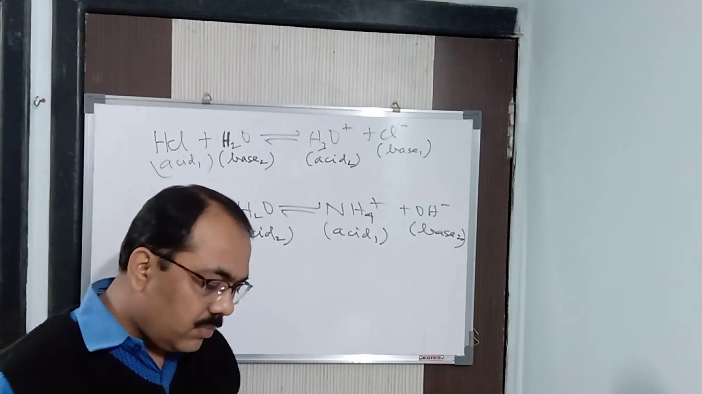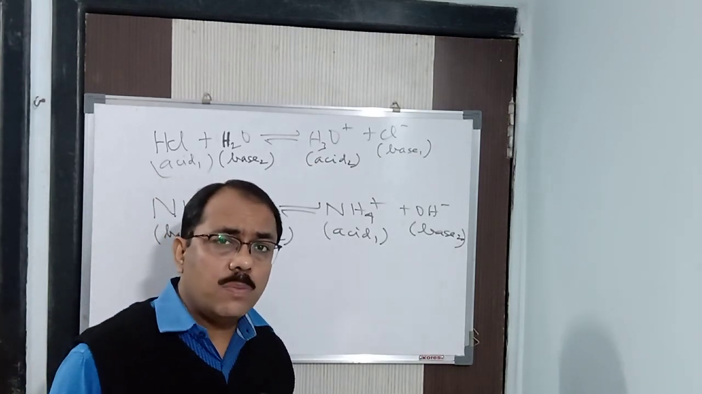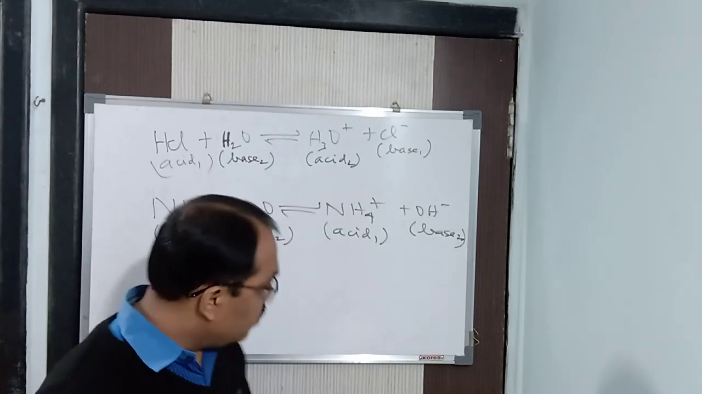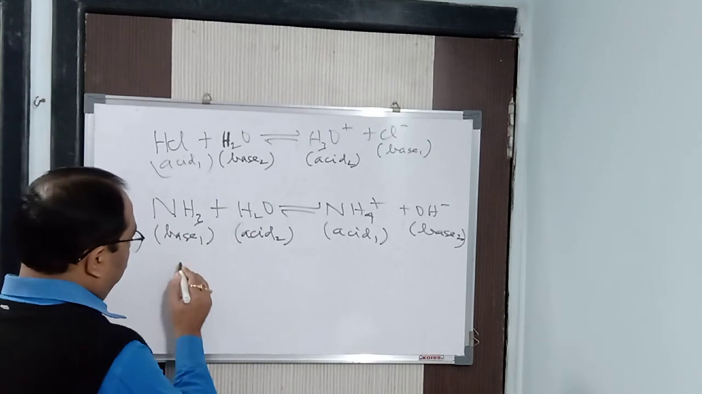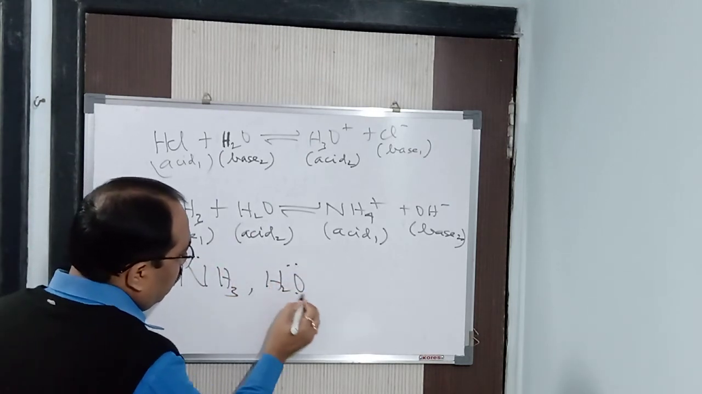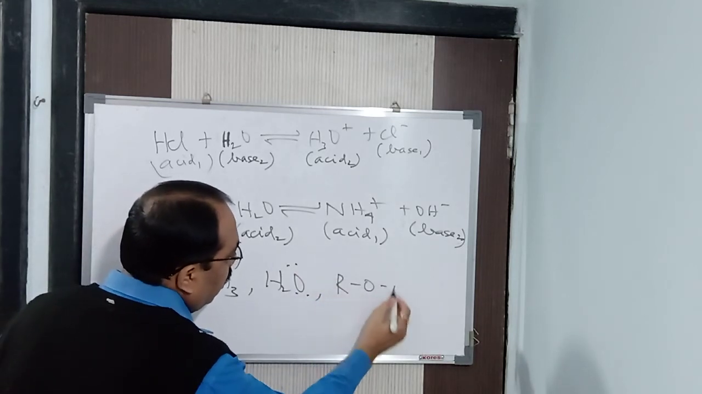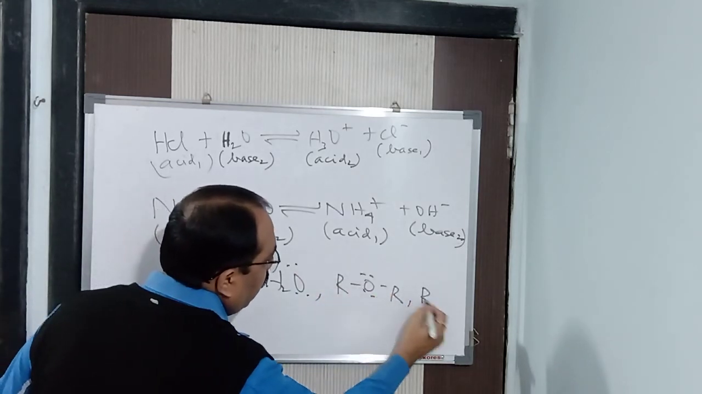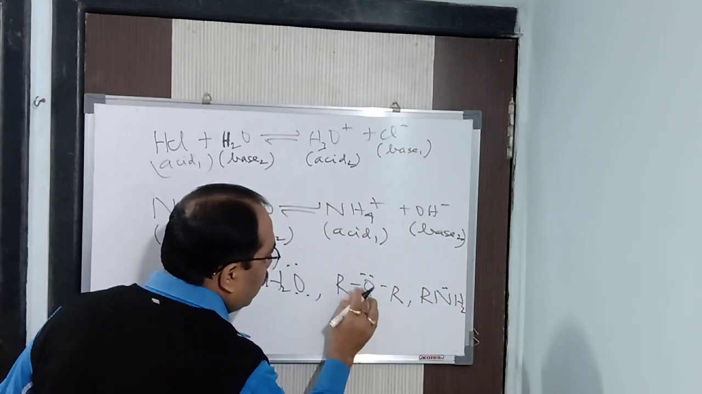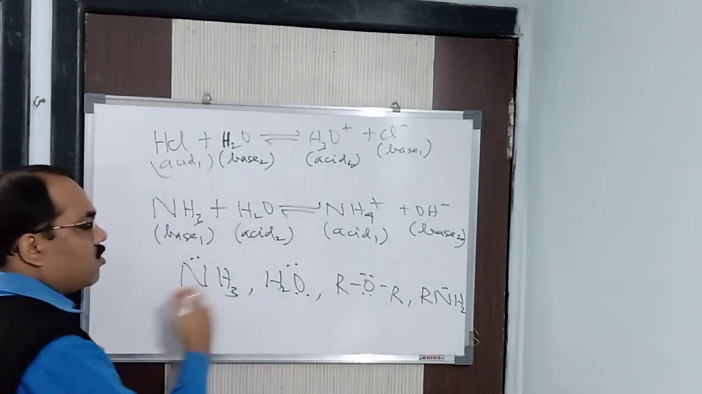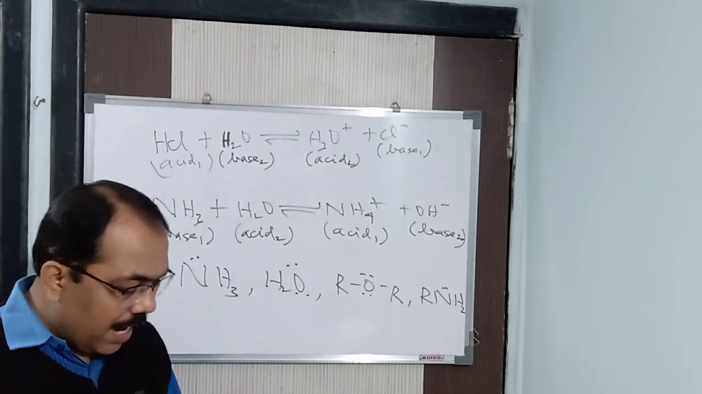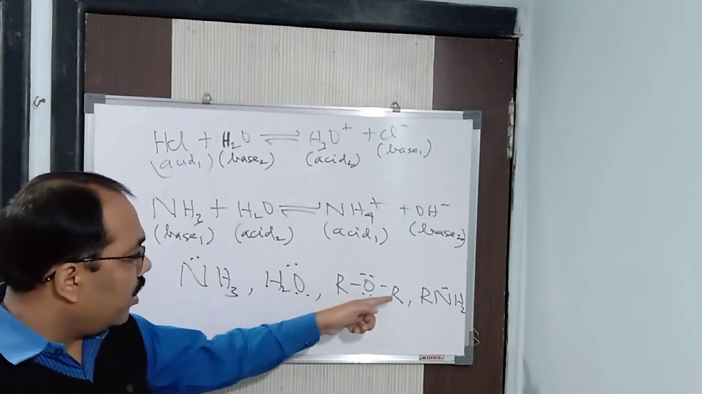So according to Lewis, all negatively charged species, F minus, Cl minus, Br minus, I minus, OH minus, and the substances which contain lone pairs are also electron donors. Like ammonia, like water with 2 lone pairs, like ether, ROR, like amines, RNH2, nitrogen. All these are considered to be Lewis bases. So many you will be getting.